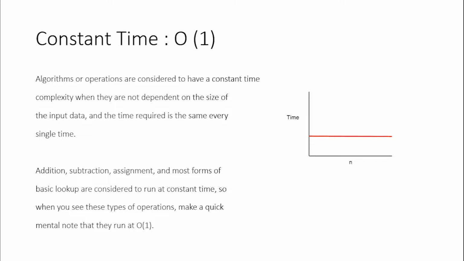Addition, subtraction, assignment, and most forms of basic lookup are considered to run at constant time. So when you see these types of operations, make a quick mental note that they run at constant time complexity, right? As you can see in this graph, as we go towards the right, our value of n increases. However, the time is not increasing, it is constant.